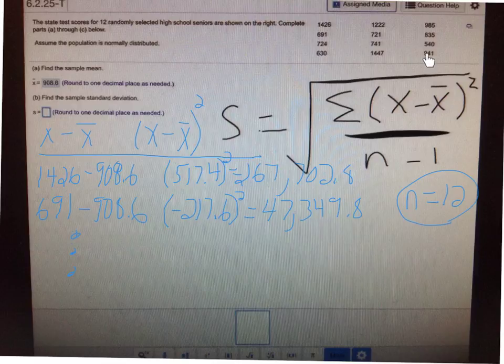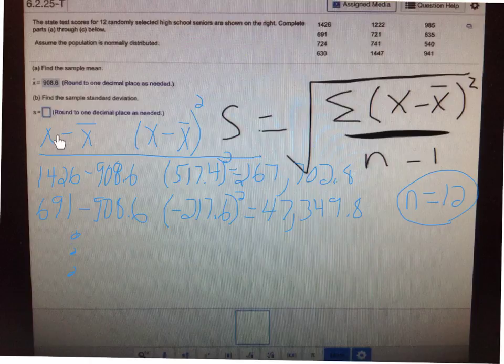You're given these 12 state test scores, from 12 randomly selected high school seniors. Looks like you went ahead and found the sample mean, and your question is about the sample standard deviation. You do have the correct formula here.